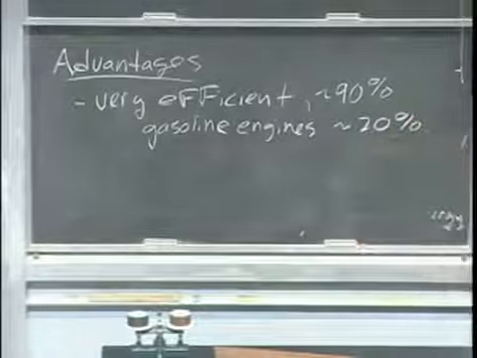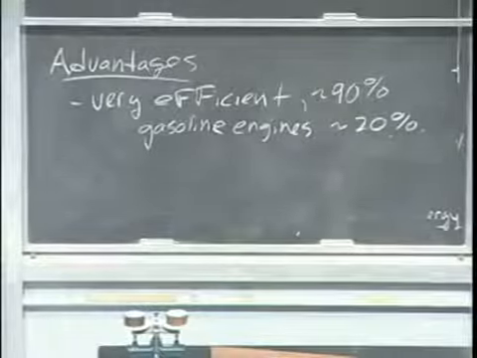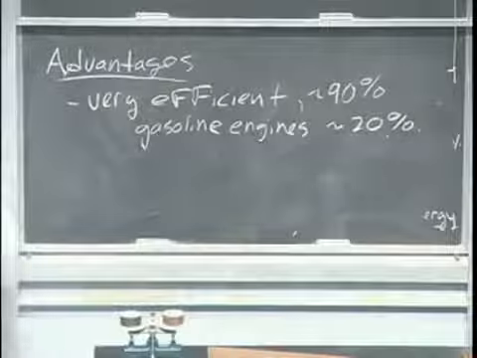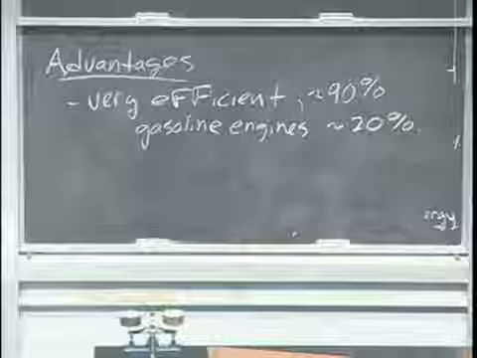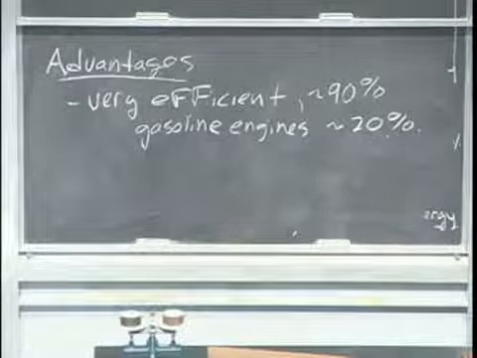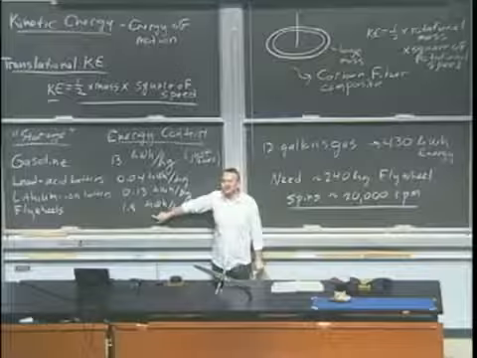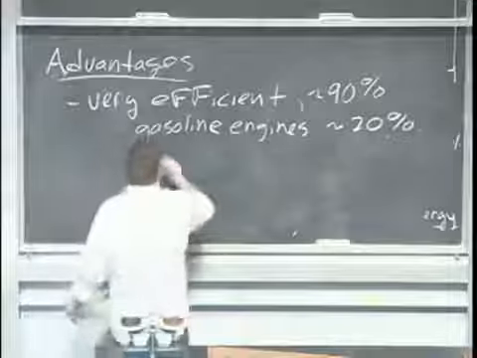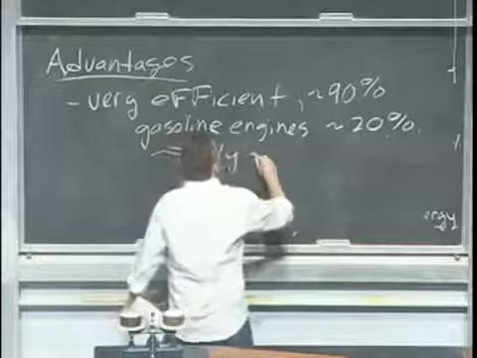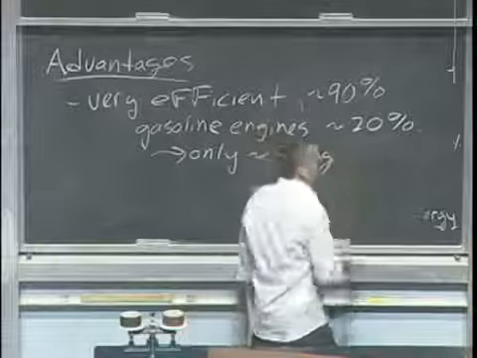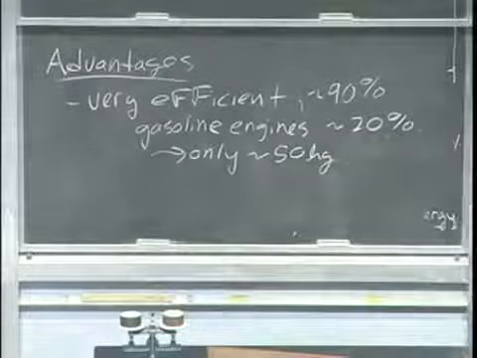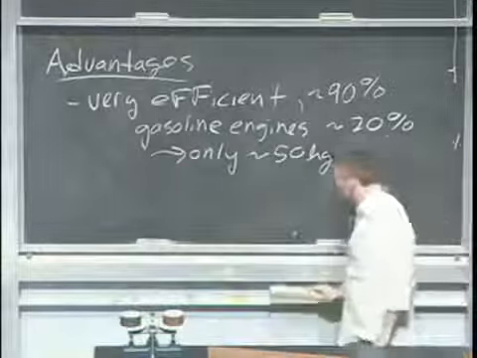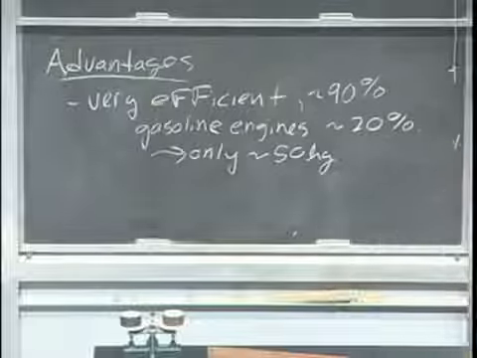Okay? So that actually helps a lot, because that means that even though we can't store as much energy in something like a flywheel, we don't waste 80% of it getting out. We only waste 10% of it, okay? Which means that we really only need about 50 kilograms of a flywheel to match a full tank of gas. Okay? So when you take the efficiency into account, that's getting down to pretty reasonable mass scales for something like an automobile.